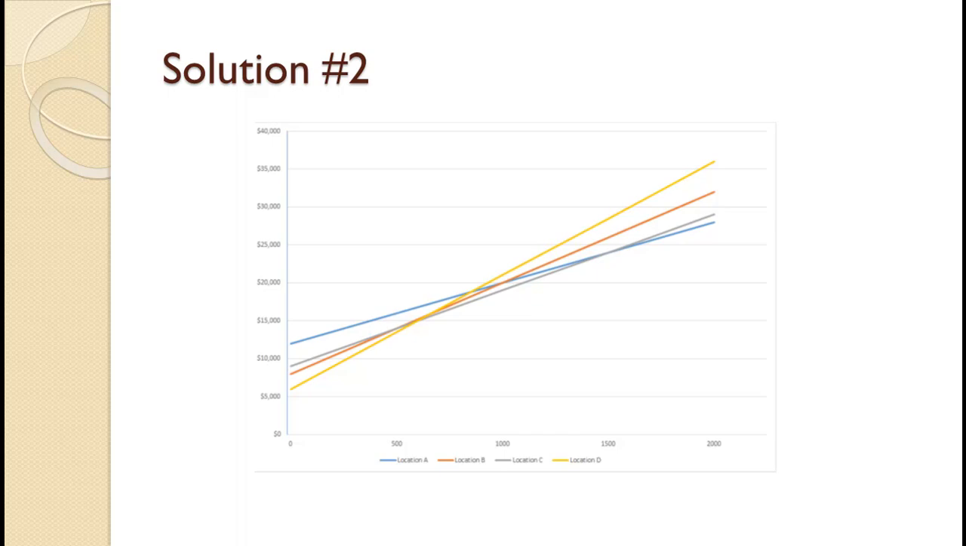Thus, D is the cheapest below 600 units, C is the cheapest from 600 to 1,500 units, and A is the cheapest above 1,500 units. Since the company is expecting a volume of 1,000 units, they should select location C.